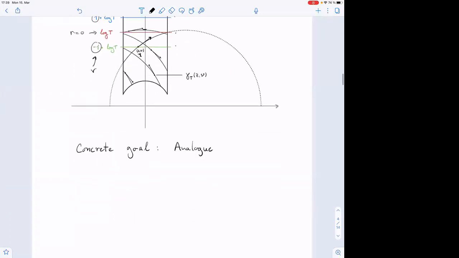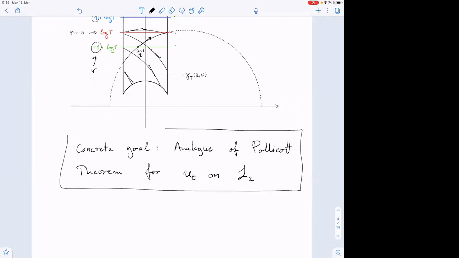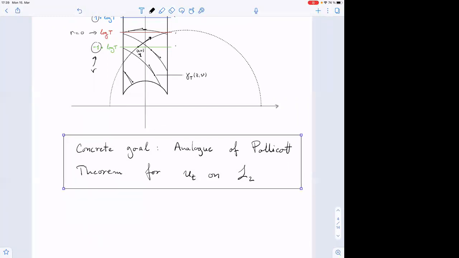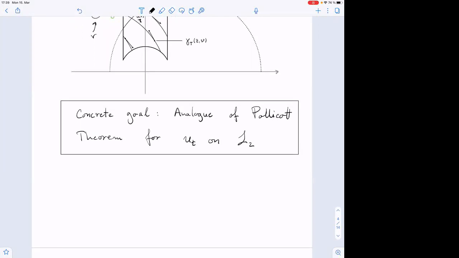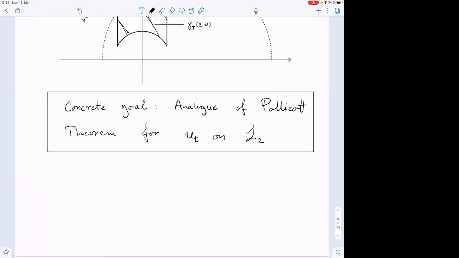And what I was saying afterwards was that this gives us a concrete goal, and that is to try and get an analog of the Polycott theorem for the unipotent flow u_t on the space of unimodular lattices in R^2. Okay. And I'm going to present today a partial result in this direction. We don't manage to quite get a full extreme value law, but we get part of it, which we'll see in a second.